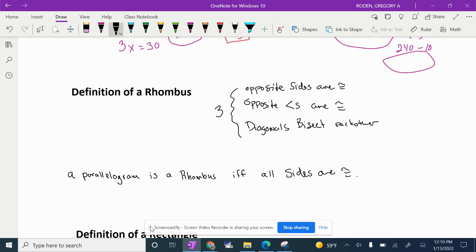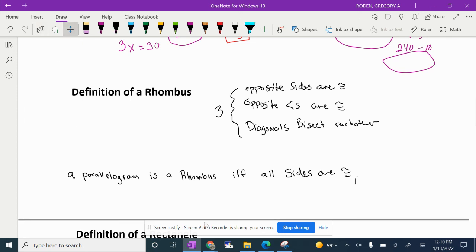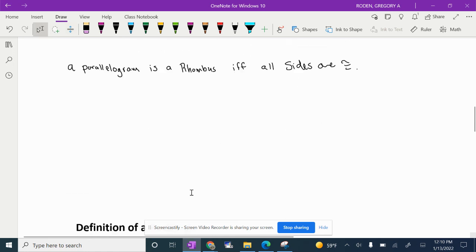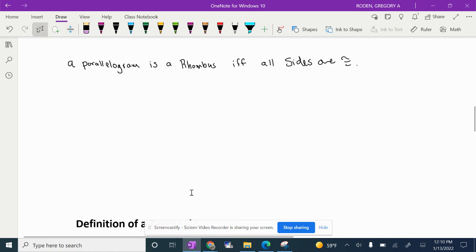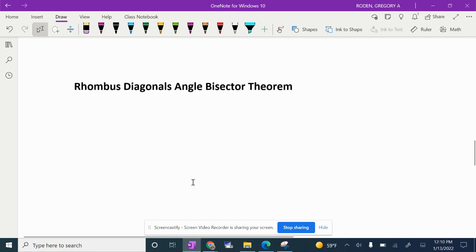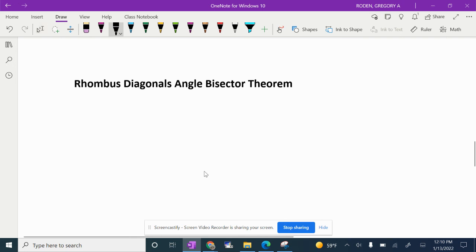Now, we've kind of been hinting about this. Some of you have known this. This has come up before. So if we have a rhombus, let me go down. We won't do rectangle. Rhombus diagonals angle bisector theorem. Rhombus diagonals angle bisector theorem. So we're going to prove. So what does this say?